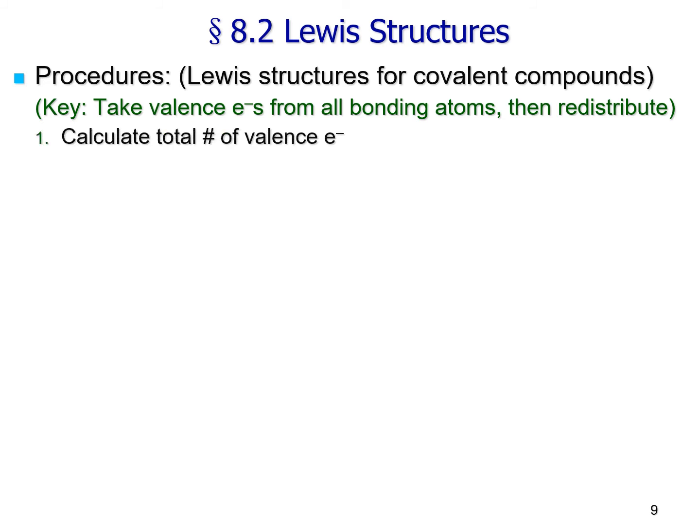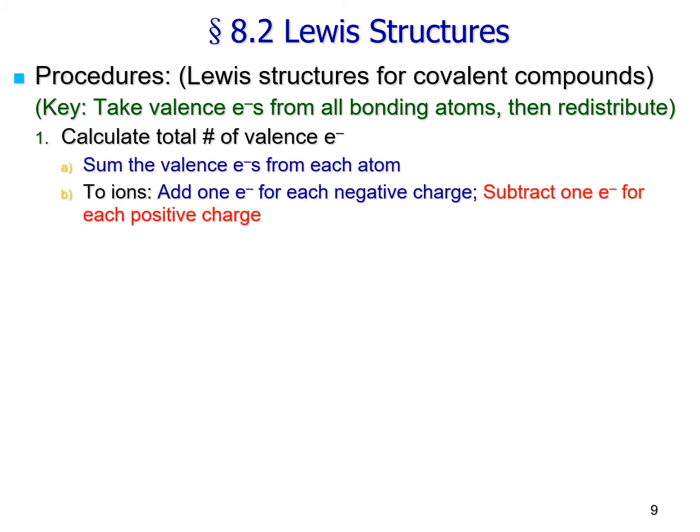All right. Since we're going to take away those valence electrons, we have to know just how many valence electrons we're going to play with. So this is how we're going to calculate. We add up the valence electrons from each atom so that we know how many valence electrons in total. If we have ions, like polyatomic cations or anions, we add 1 electron for each negative charge. Negative charge means 1 more electron, right? So we just add 1 electron. And we subtract 1 electron for each positive charge, because positive charge means electron deficient.